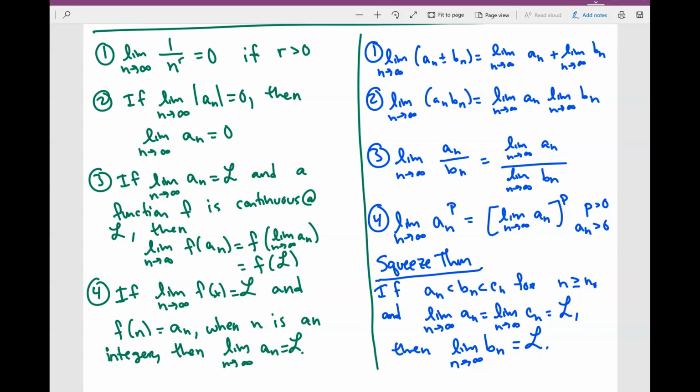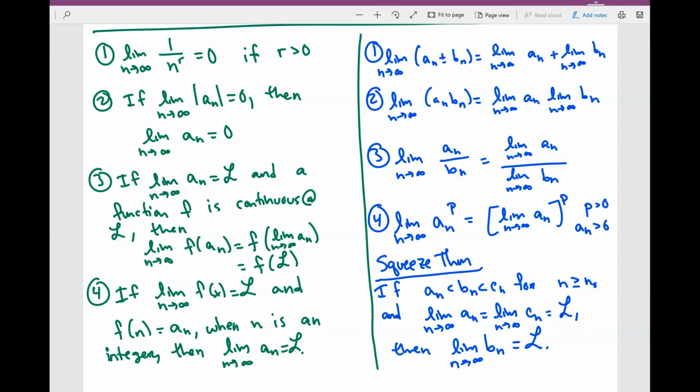Okay. The third one says that if the limit as n goes to infinity of a sub n is equal to some limit L, and the function f is continuous at L, then if I take the limit of f of a sub n, I can plug the limit into the inside, so the answer is f of L. So basically, if I apply a function to a sequence, then it's just going to be the function applied to the limit on the inside.